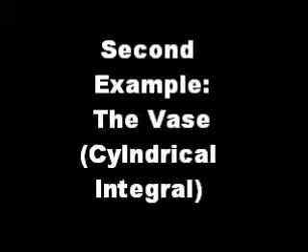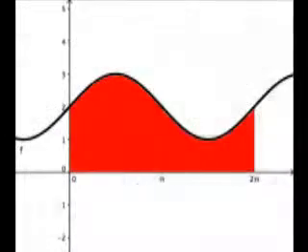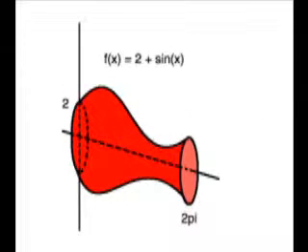The second example is a cylindrical integral. Suppose you had a cylindrically symmetric vase with the cross-section shown here. When rotated about the x-axis, the shape would look like this. In order to solve for the volume, follow the same procedure as for the Dixie cup. The difference is that rather than finding circles of varying radii and integrating along the height, we will rotate the cross-section around the axis. This requires the volume integral shown here.